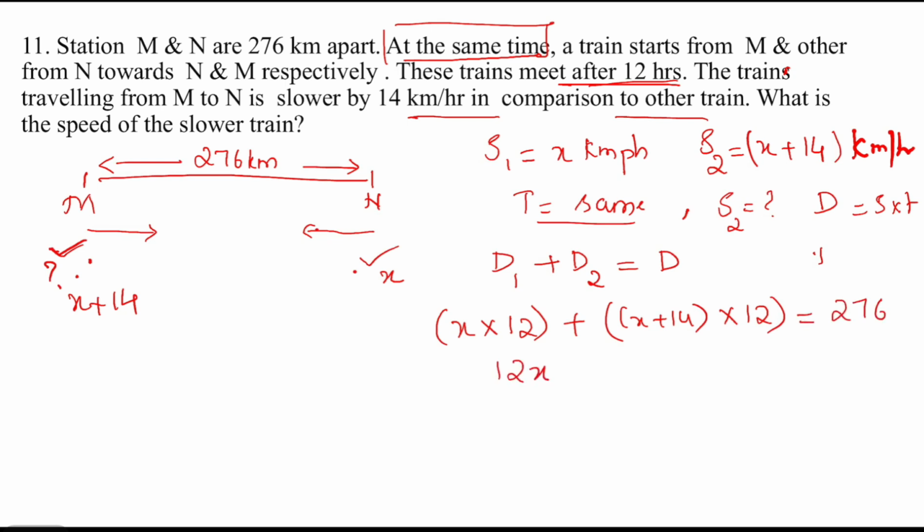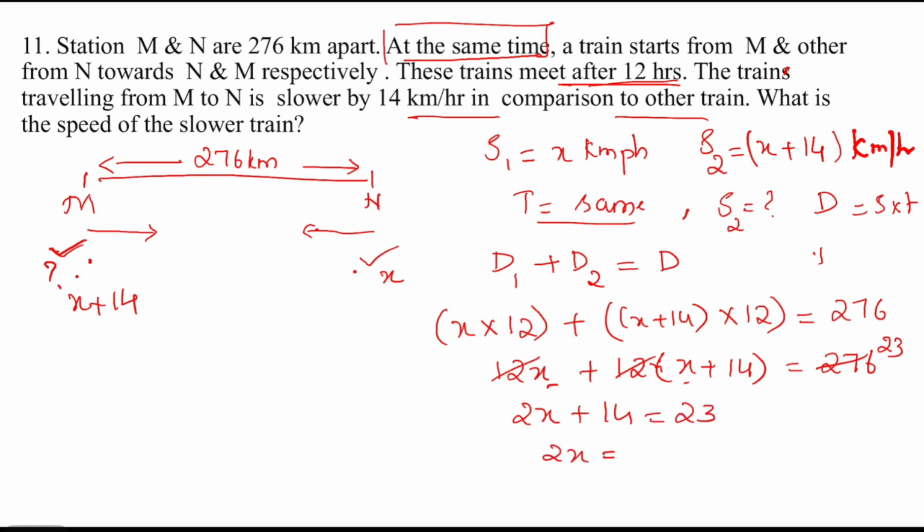So it is 12x plus 12 into x plus 14, which is equal to 276. So 12 is common, 12 cancels, and 12 23s are 276. So therefore it is x plus x, 2x plus 14 is equal to 23. So 2x is equal to 23 minus 14 is 9. Therefore x is equal to 9 by 2, which is equal to 4.5 kilometer per hour.